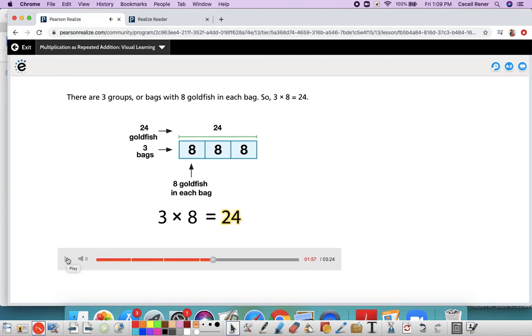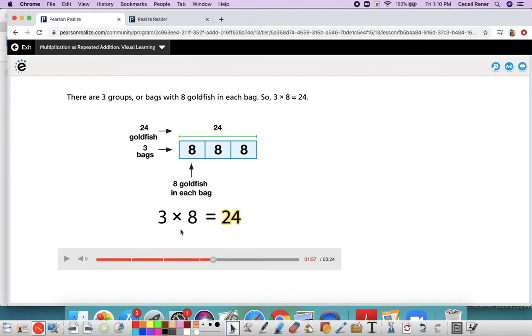When we're writing multiplication, the number of groups goes first, right here. So this stands for the number of groups. And the second number tells us how many are in each group. So 3 groups of 8. This is really what all this is telling us. That's all a multiplication equation tells us: how many groups and how many are in a group.